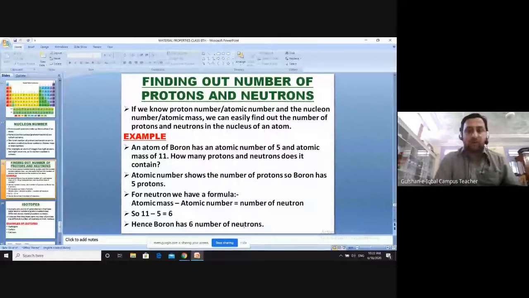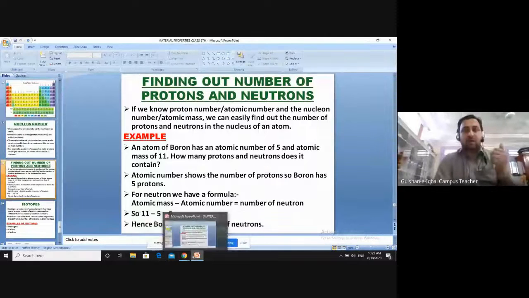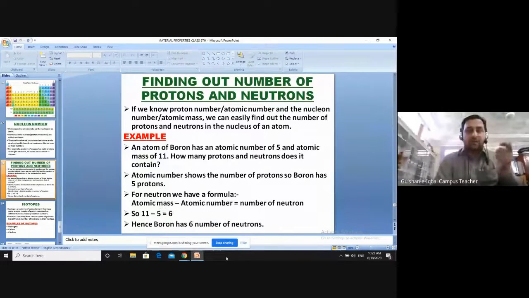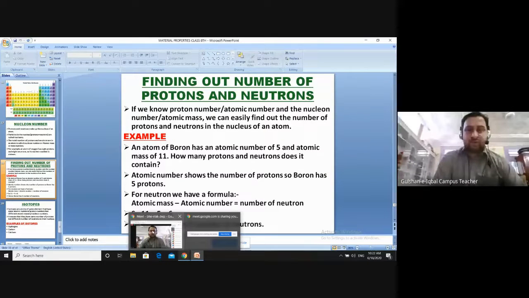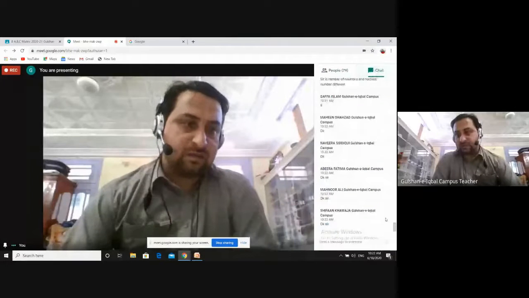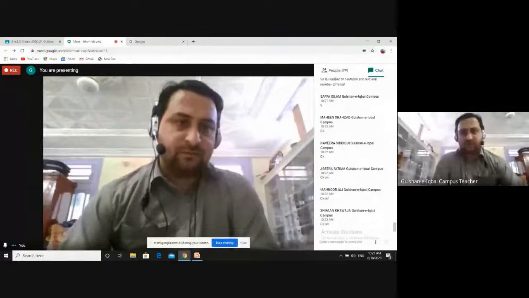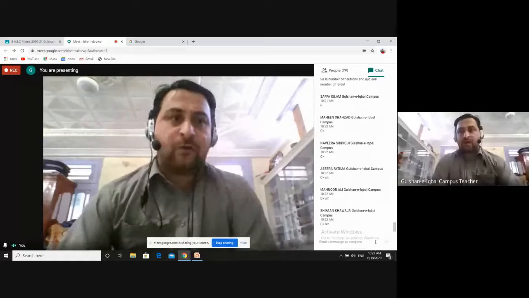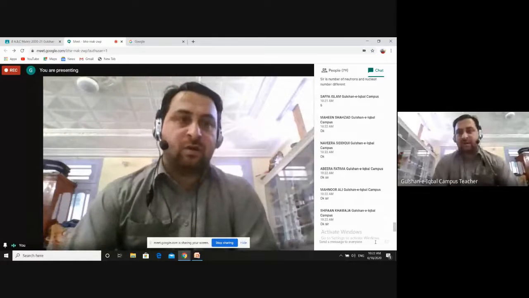One thing will be given to you: you will be given the atomic number and atomic mass, and then you will be asked to find the proton number and neutron number. You can find the number of protons and neutrons in the atom by doing this kind of calculation. Now come again to the chat. If there is any question regarding how to find the number of protons and neutrons, you can ask.